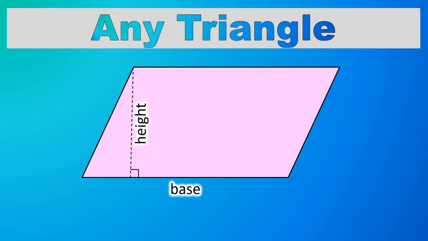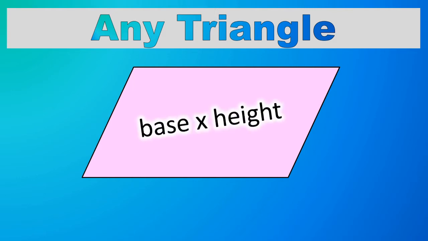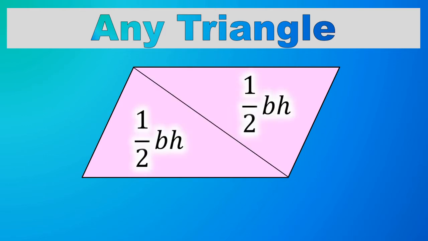Now here's the parallelogram, and here's the base, and here's the height, and we know that the area is equal to base times height. Now let's split up this parallelogram into two equal parts. That means that the area of each part is equal to 1/2 base times height, and therefore the area of any triangle is equal to 1/2 base times height.